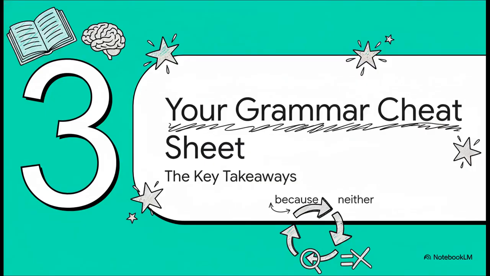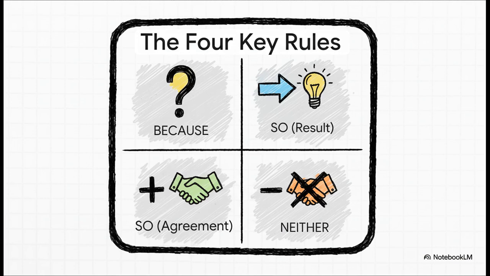All right, let's lock all this in. Here is your super simple cheat sheet with the key takeaways. Okay, let's do a quick recap. Because, that's the reason why. So, that's the result. Then for agreeing, so is for positive statements and neither is for negative ones. That is literally it. 4 simple rules for these super useful words.